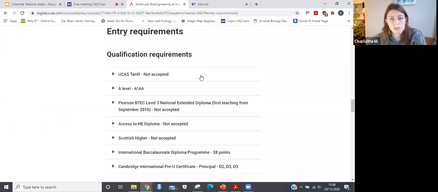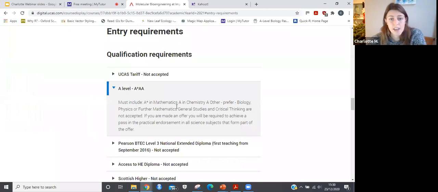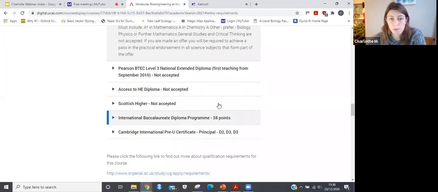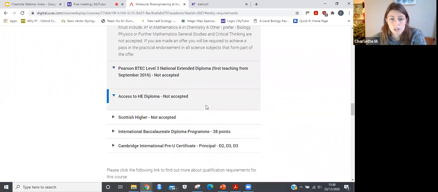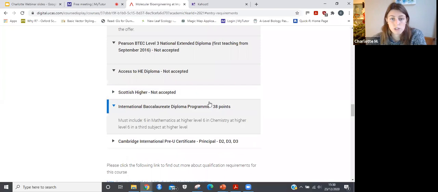So if we go to entry requirements, A-star AA, must include an A-star in maths, an A in chemistry, and an A in another A-level, preferably biology, physics, or further maths. General studies and critical thinking are not accepted for that one. Or if you're doing international baccalaureate, you'd need 38 points.